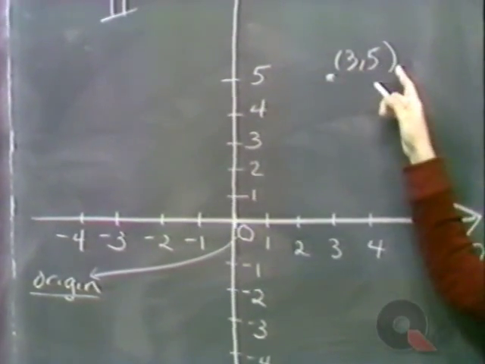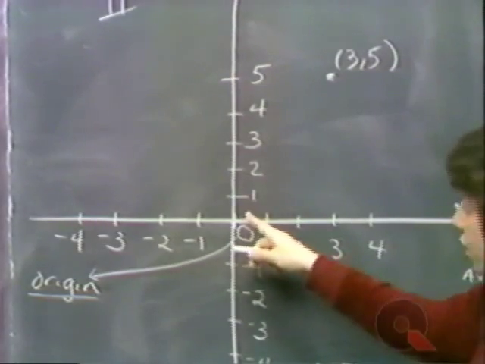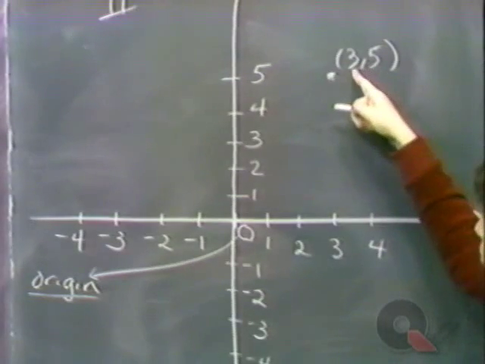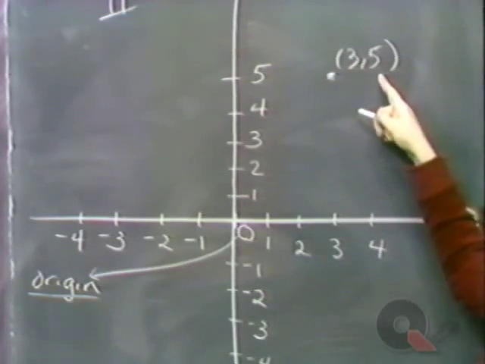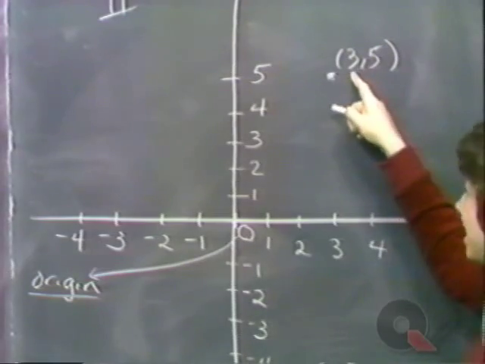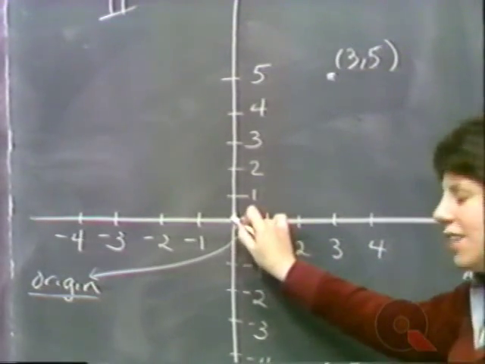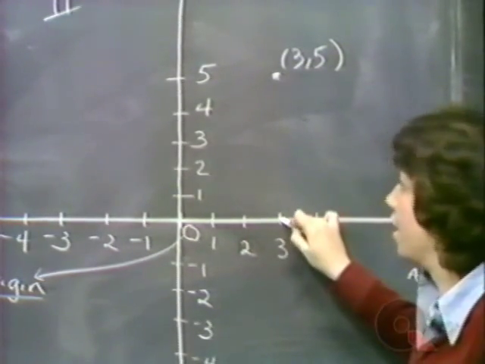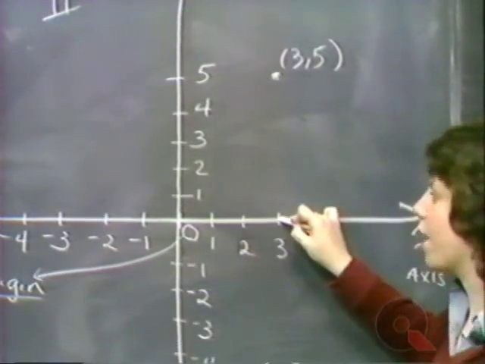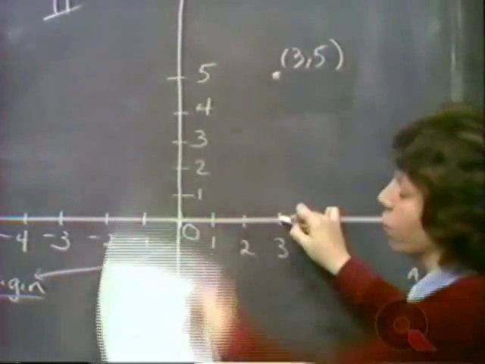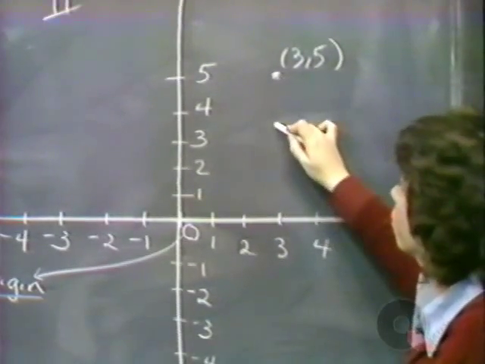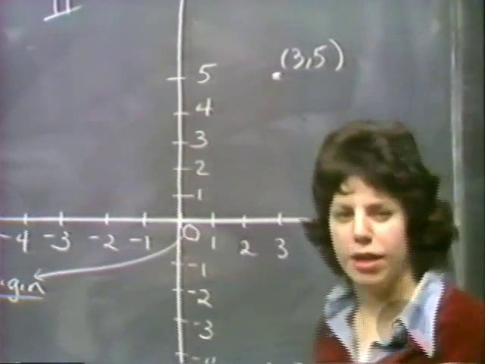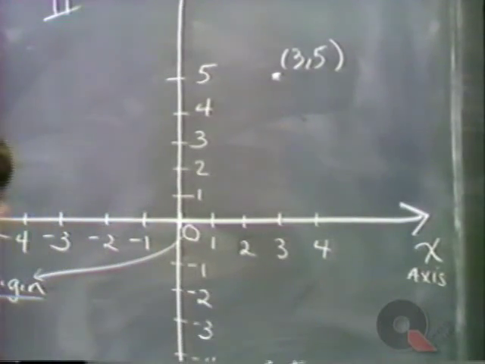Let's take a look at that again. We have 3 comma 5. The man was standing here at the origin. The first thing he looks at is the x value here. By the way, the first number is called the x coordinate, the second one the y coordinate. He looks at the x coordinate, which is 3. Since x is positive, he will move to the right 3 units. 1, 2, 3. Then he looks at the y coordinate. Since y was positive, he moves up in the positive direction of the y-axis, up 1, 2, 3, 4, 5. And we put the point down there. We plot the point 3 comma 5.